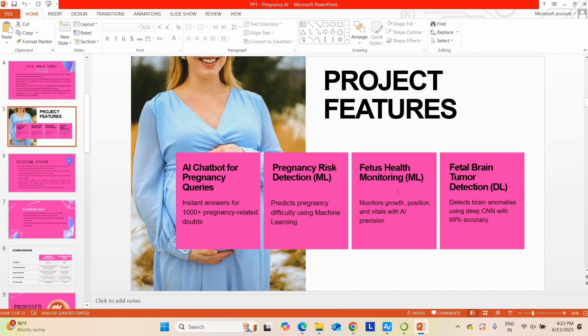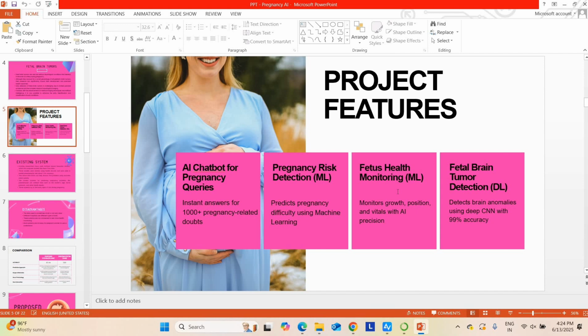In fetus health monitoring, you can upload your test data. They are taking the ultrasound result, and that data you can upload. Based on that, it will give the fetus health, whether your fetus is healthy or not, and what you have to follow. If it's an unhealthy fetus, it will give all sorts of results on what you have to do.